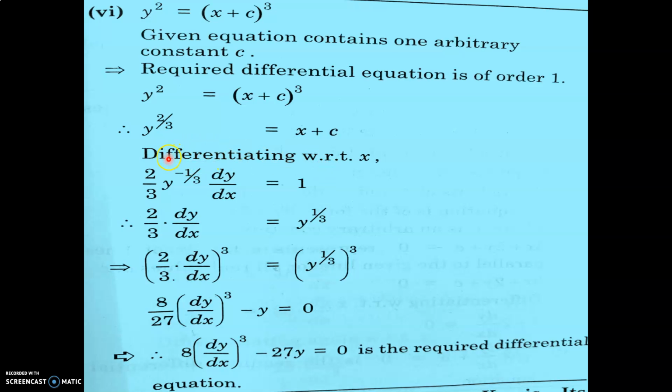Differentiating with respect to x, 2 upon 3 y raised to minus 1 upon 3 dy upon dx is equal to 1. 2 upon 3 dy upon dx is equal to y raised to minus 1 upon 3. You can write it as 1 upon y raised to 1 upon 3, and cross multiplying you will get like this. So 2 upon 3 dy upon dx whole cube. Again we are taking the cube on both sides to remove this 1 upon 3. So y raised to 1 you will get like this. So 2 raised to 3 is 8 and 3 cube is 27. So 8 upon 27 dy upon dx whole raised to 3 minus y equal to 0 is the required differential equation here.